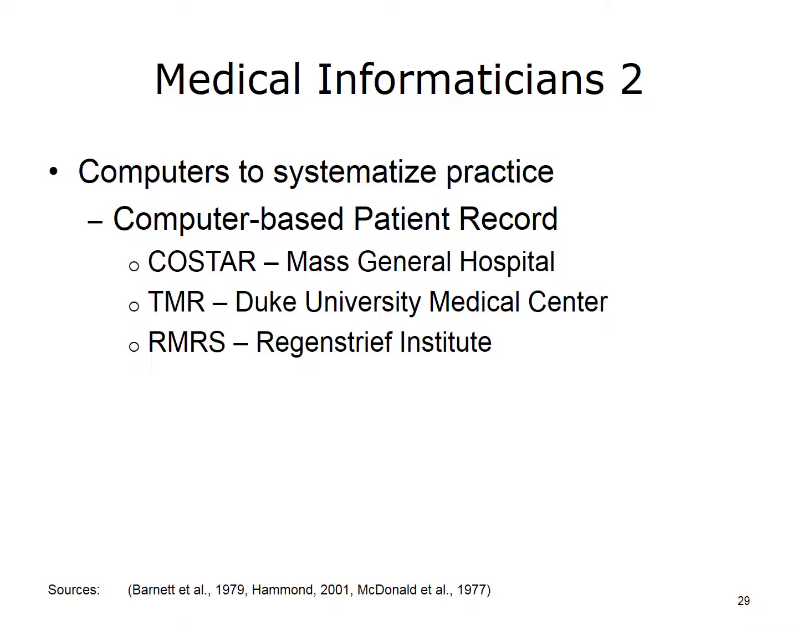Some early examples of these are the COSTAR system at Massachusetts General Hospital, developed by Octo Barnett and his colleagues, and a system called TMR, which stands for The Medical Record, which was developed at Duke University by Ed Hammond, William Stead, and their colleagues. As well, there was an outpatient record system that began in the 1970s and was developed at the Regenstrief Medical Institute in Indianapolis. This record system is still in use and still cited as a model system today.